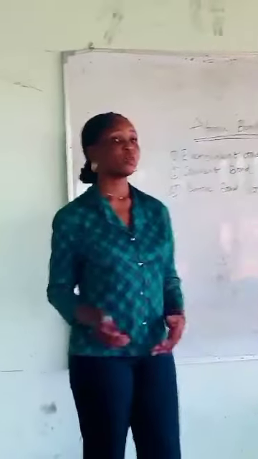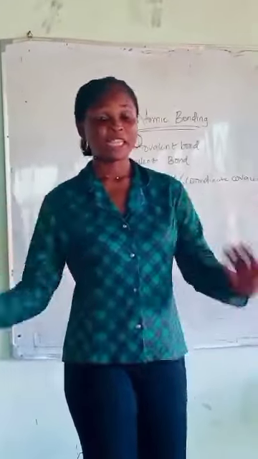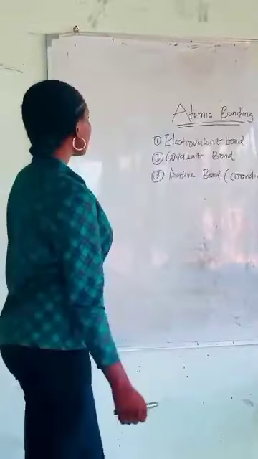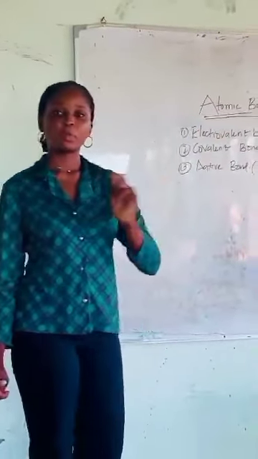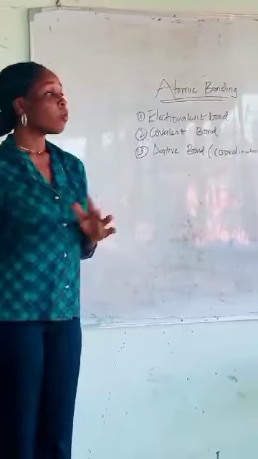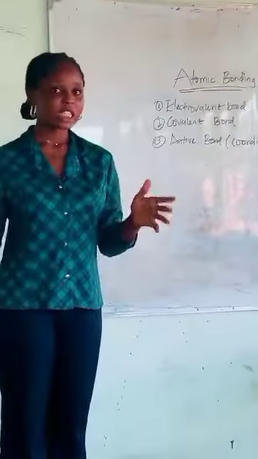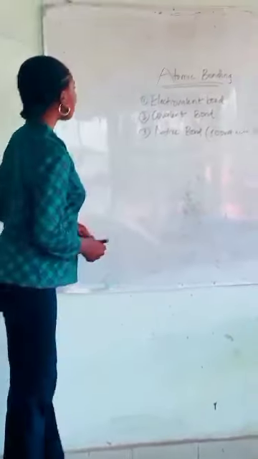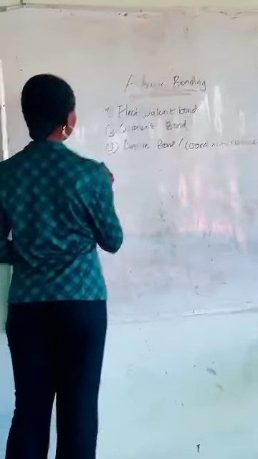There are different ways in which different atoms and elements combine together to form a compound. Number one, we have the electrovalent bond. We have the covalent bond. We have the dative bond. But the dative bond is also called the coordinate covalent bond. So we'll start with the electrovalent bond.